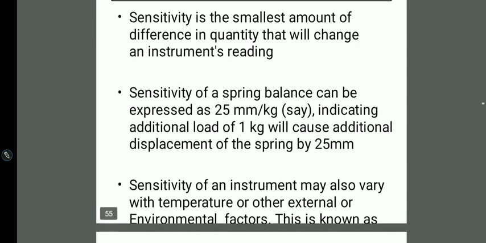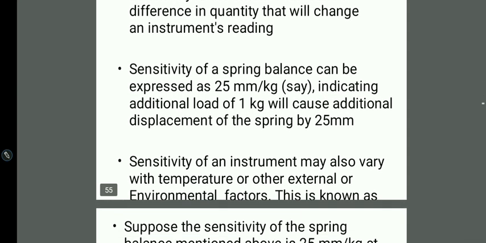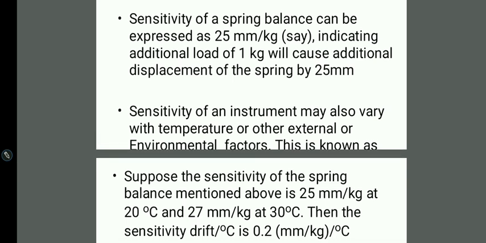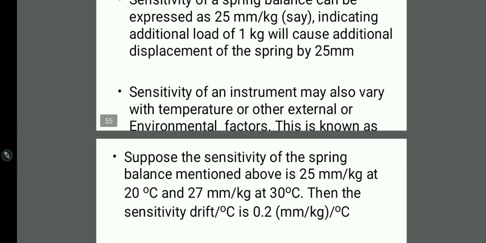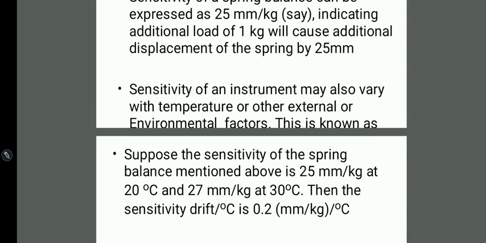Sensitivity of an instrument also varies with temperature or other external environmental factors. Suppose the sensitivity of the spring balance mentioned above is 25 mm per kg at 20 degrees Celsius and 27 mm per kg at 30 degrees Celsius. So when the temperature increases, the sensitivity also increases from 25 to 27. We can see an increase of 2 mm per kg when the temperature rises from 20 to 30 degrees Celsius. That means there is a sensitivity drift. Sensitivity of the instrument has drifted by an amount of 2 mm per kg per degree Celsius. That is called sensitivity drift.